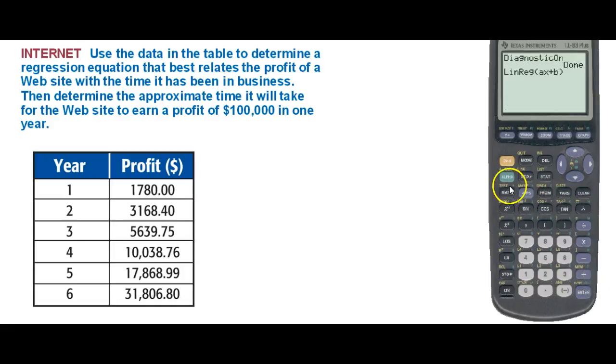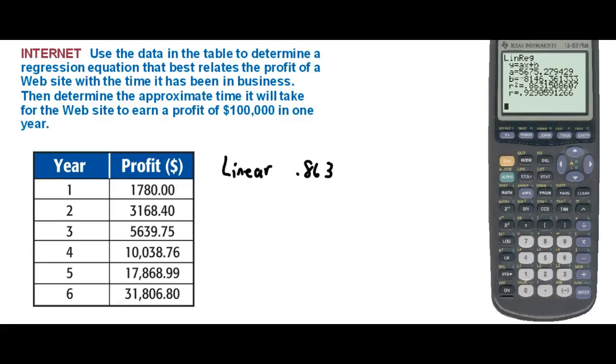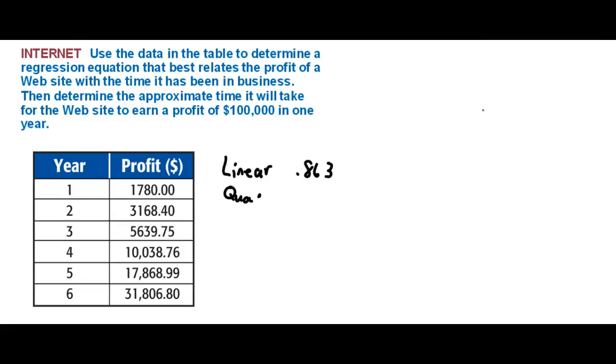So if I put linear, and if you have the new calculators, you don't have to type in L1 and L2, but we'll go ahead and do that, and we get a regression r squared of 0.863. So for linear, we get 0.863. Let's try quadratic and put in our lists. So for quadratic, our r squared value is 0.992, which isn't bad.